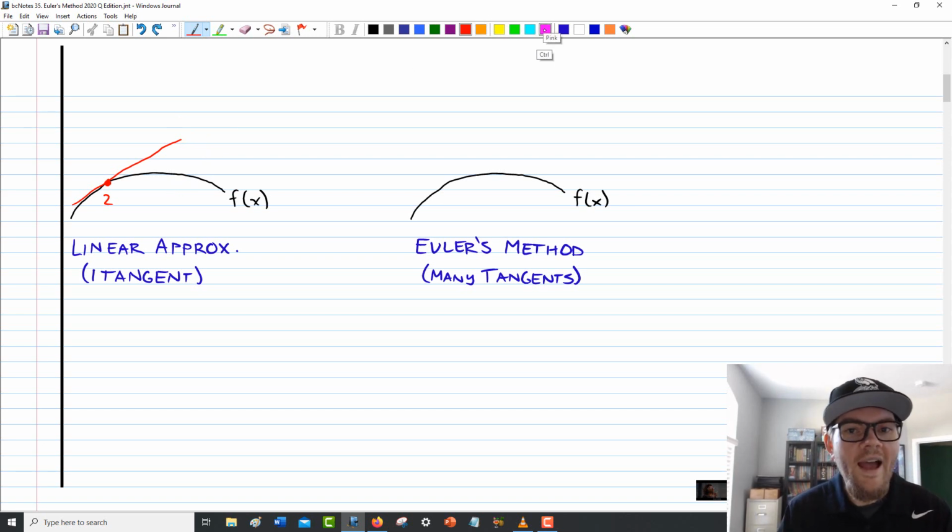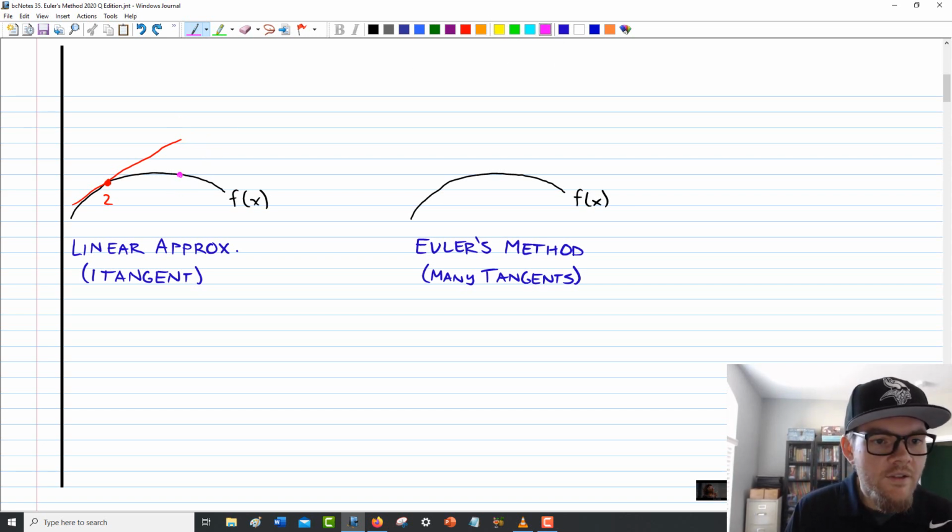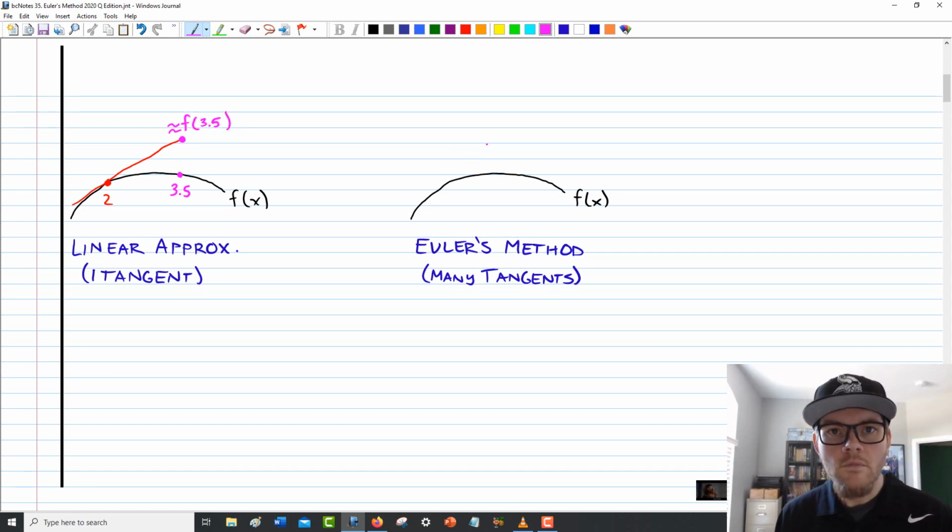Actually, let me do this. So if we go over here to 3.5, we can approximate the value of 3.5 right up here. So this would be our approximate value of f of 3.5. So there is the approach that we use with linear approximation. One tangent line, we get everything right there.